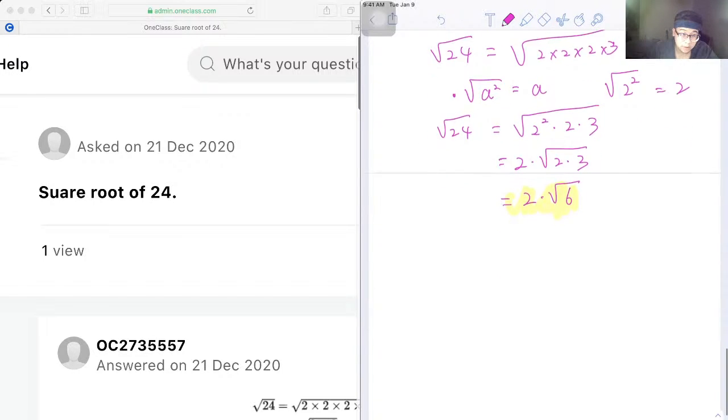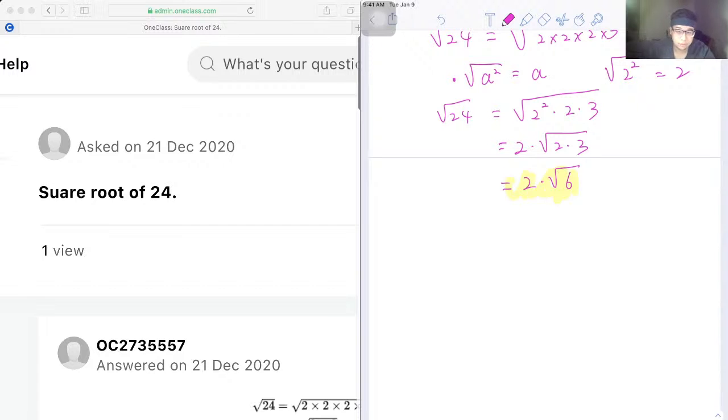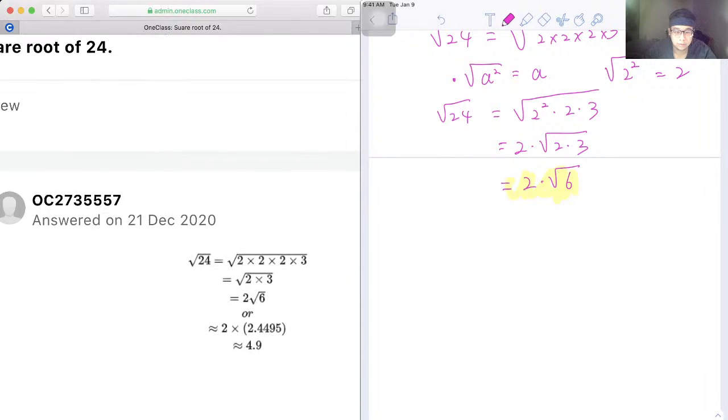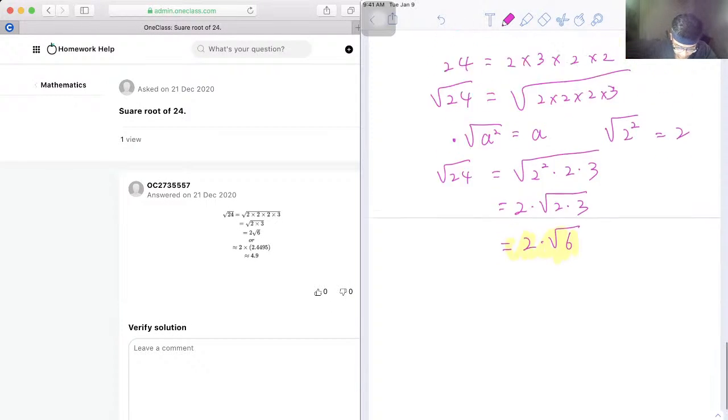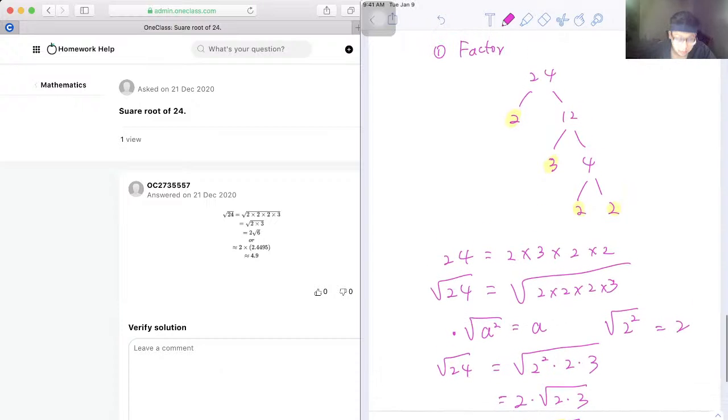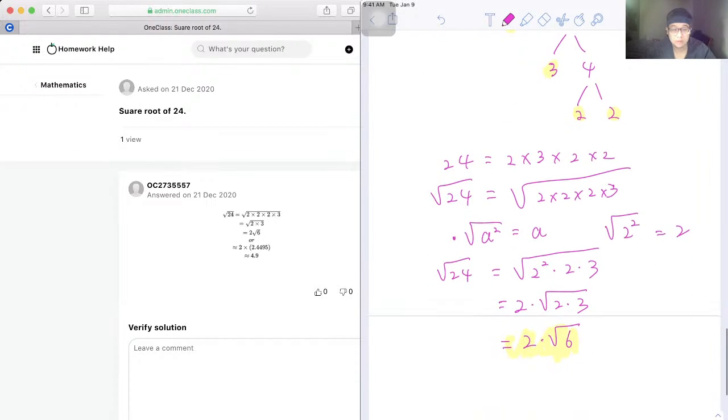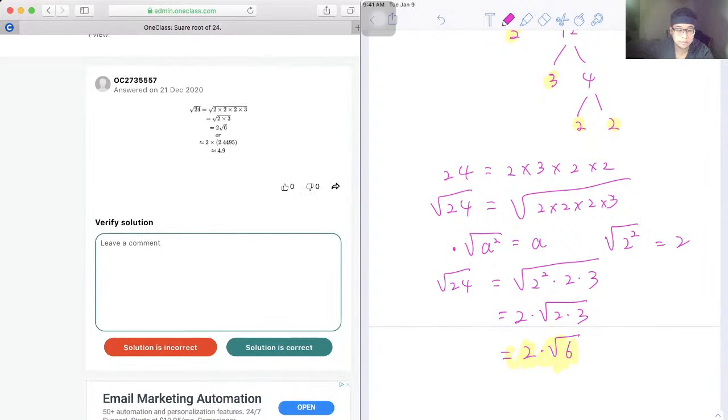Oh, and also you can convert it to decimal if you want. Let's look at the junior tutor's answer. Should be something that looks like this. Okay. So let's leave a comment. Solution is correct. We're done.